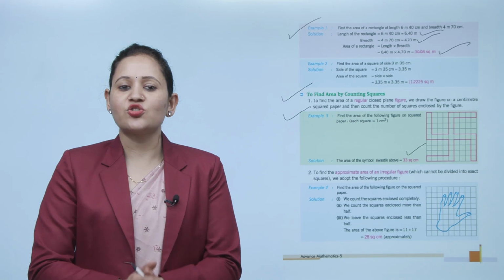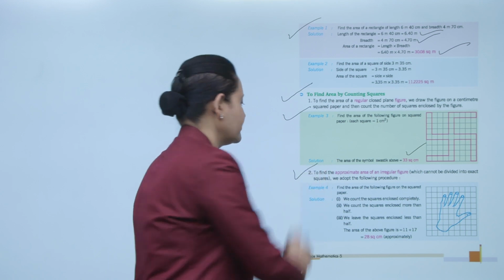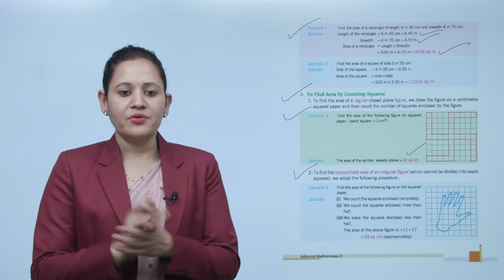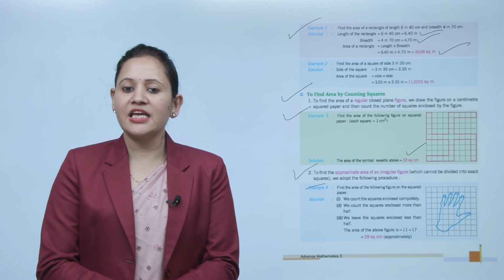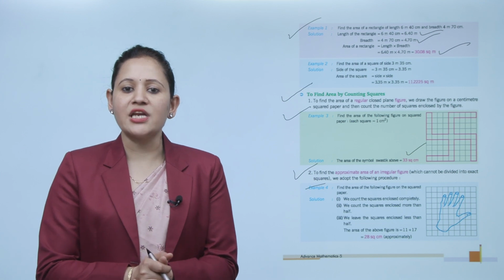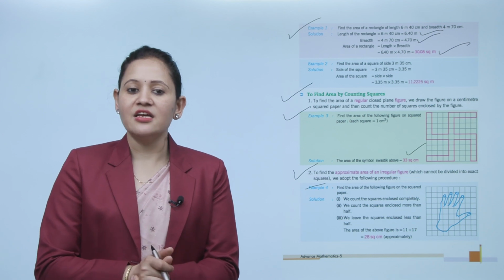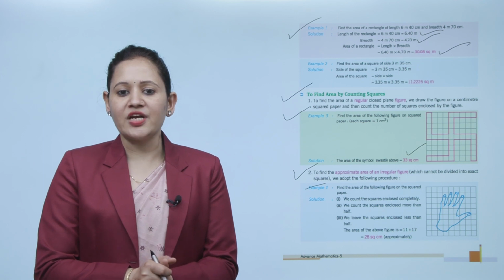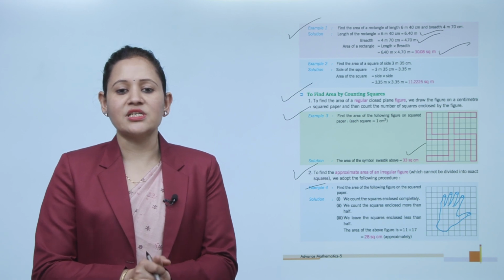Clear? Next is to find the approximate area of an irregular figure. For that, we adopt the following procedure. We'll take an example. Find the area of the following figure on square paper. So solution is, we count the squares enclosed completely. We count the squares enclosed more than half and we leave the squares enclosed less than half. So the area of our figure is 11 plus 17, that is 28 square centimeter.